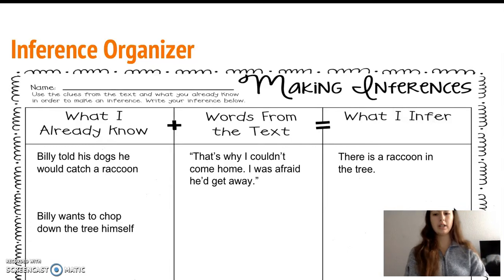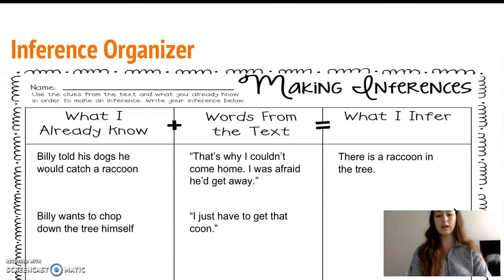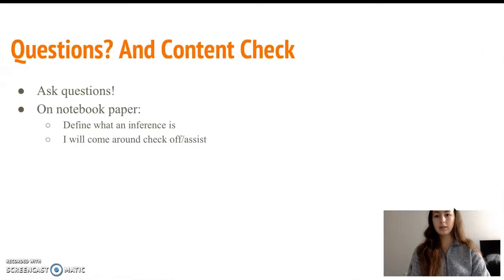So something we already know is that Billy wants to chop down the tree himself. We see that in these 2 pages. Some words from the text is him saying, "I just have to get that coon." So an inference I might make is that Billy is trying to be independent and do things for himself and show his dogs and his father, who's Papa, that he can do it on his own. All right, does anyone have any questions?